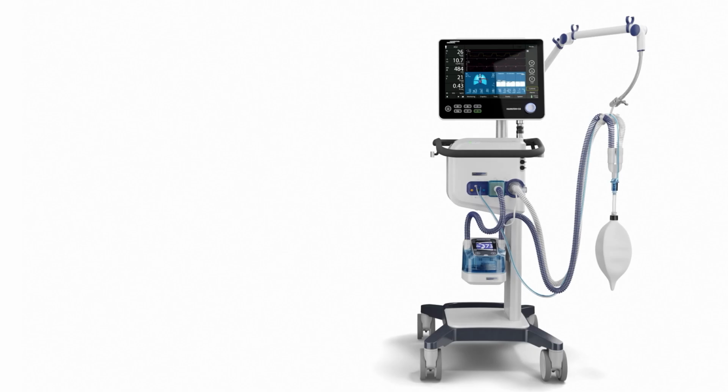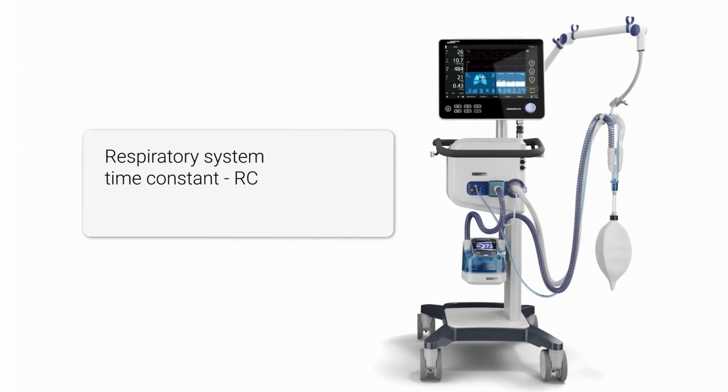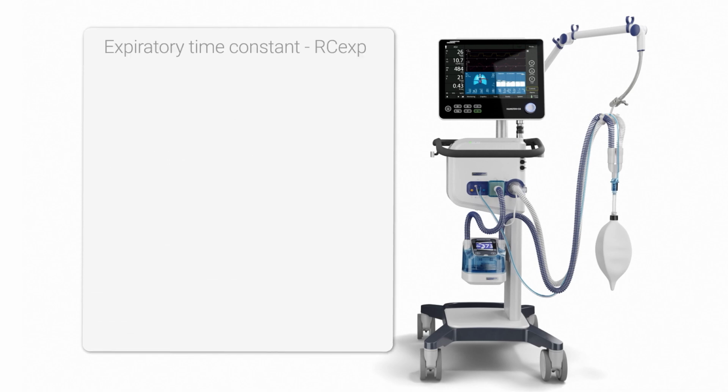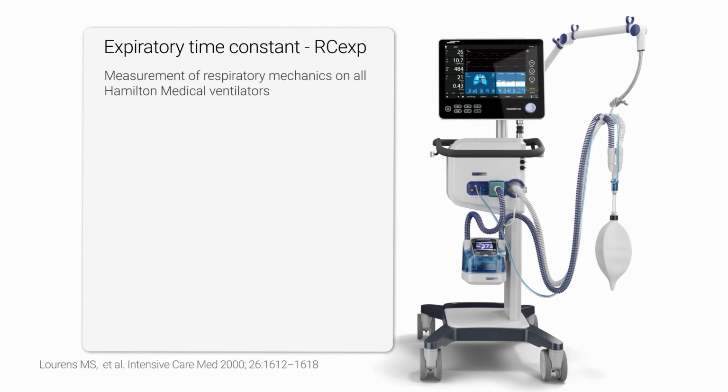The respiratory system time constant, which is abbreviated to RC, is the product of resistance and compliance. As reliable data for resistance and compliance are only available in passively breathing patients, all Hamilton Medical ventilators use an alternative method. This is based on the analysis of expiration and provides a breath-by-breath measurement of the expiratory time constant, which we abbreviate to RC-EXP.